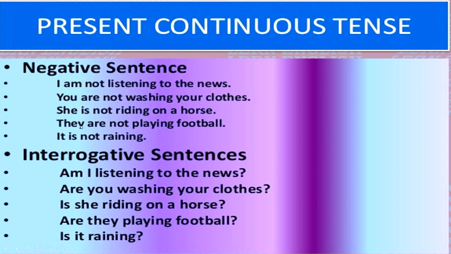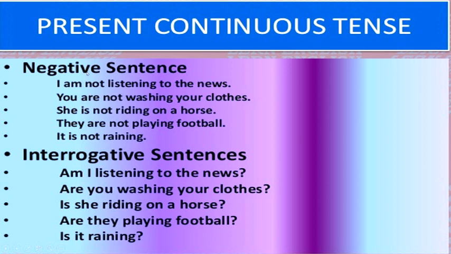Number 4, they are not playing football. They is the subject. Are helping verb is used. Not to show that it is a negative sentence. Then playing is verb first form and ing. Then it is not raining. It subject is helping verb. Not, then rain first form of the verb ing.